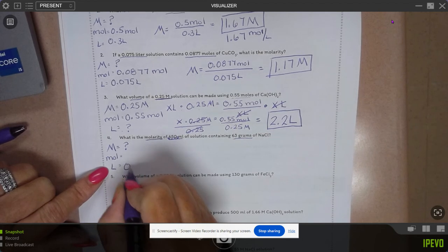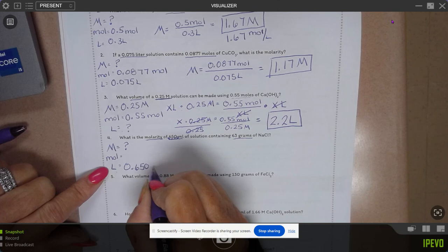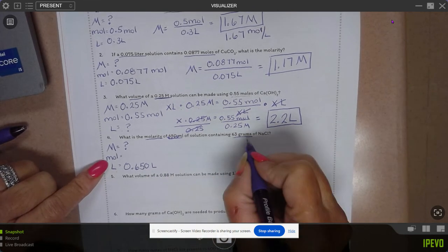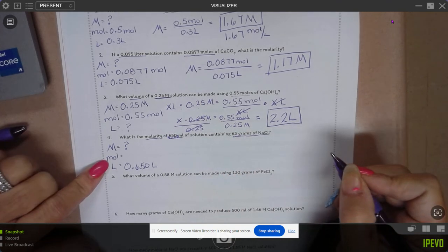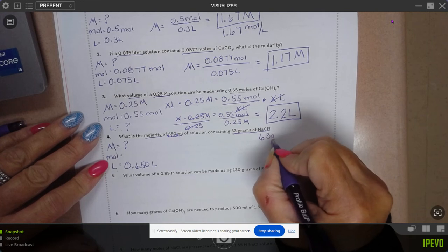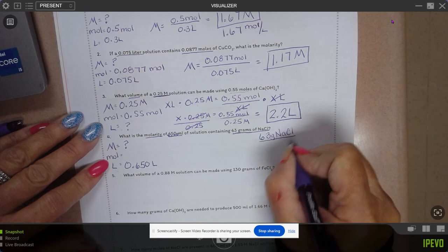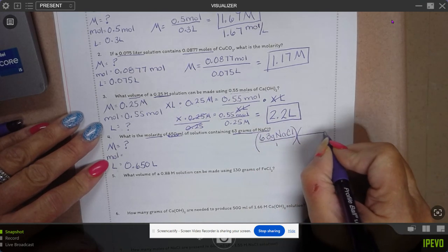So I would have 0.65 liters. Okay. I don't have moles either, but I have grams. All right. So 63 grams of sodium chloride. So I'm going to figure out how many moles that is. So 63 grams of NaCl. I'm going to do a mole conversion just like we've been doing all semester.